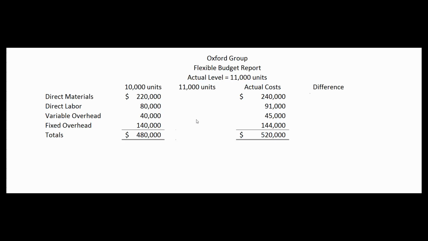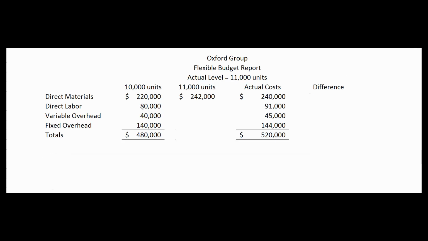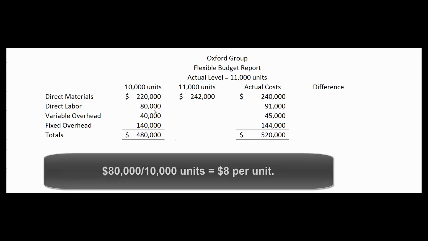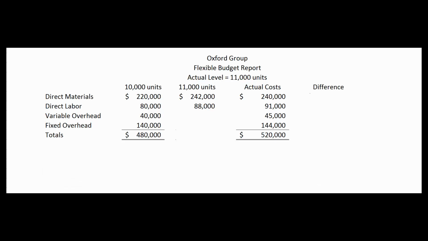Well, it looks like my budget for direct materials was $220,000 for 10,000 units, or $22 a unit. If I'd budgeted $22 a unit for 11,000 units, my budget for materials would have been $242,000. What about labor? I budgeted $80,000 for 10,000 units, so that's $8 a unit. My budget for 11,000 units then would have been $88,000. All right, why don't you pause this video and see if you can figure out what the budget would have been at 11,000 units for variable overhead.